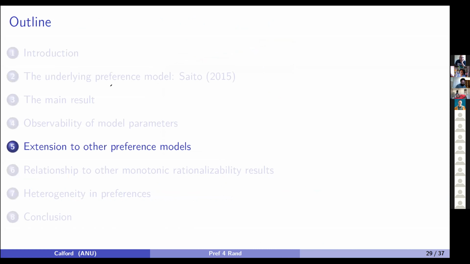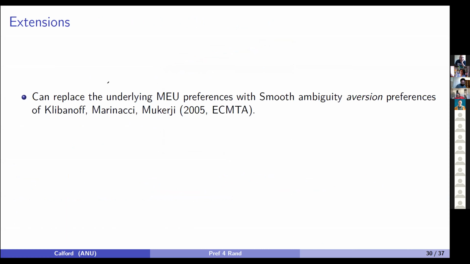All right, so I've got a few minutes left. Extensions. We could replace the MEU preferences with smooth ambiguity aversion. The caveat is it must be aversion here. The result would not go through if we allow for smooth ambiguity with ambiguity-seeking preferences. But as long as we restrict it to be ambiguity aversion, it would still go through if we use the smooth ambiguity preferences of Klibanoff, Marinacci, and Mukerji. So that's nice.